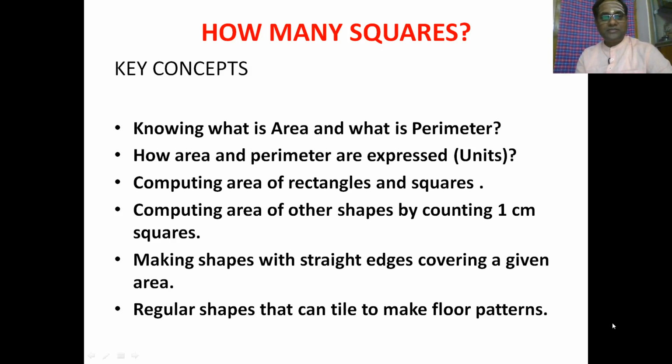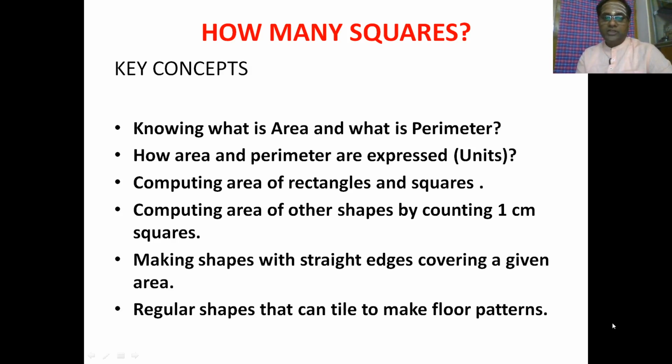The key concepts that we are going to learn in this chapter are knowing what is area and what is perimeter, and how area and perimeter are expressed. That is, we shall know how we express them in terms of the units. We will compute area of rectangles and squares. We will be computing area of other shapes by counting 1 centimeter squares.